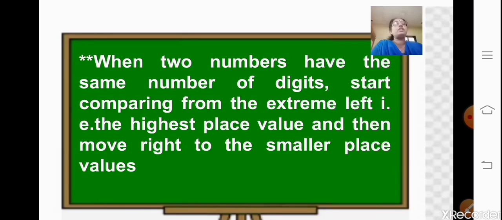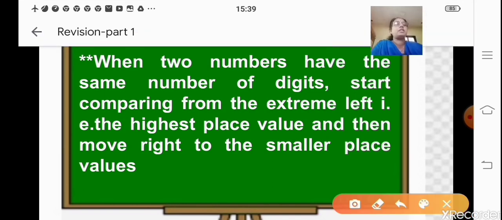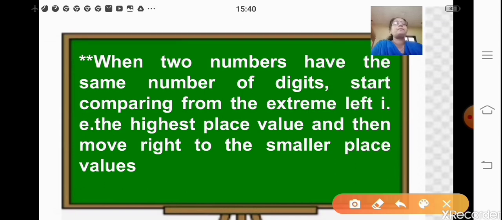Now the second thing you have to keep in mind is when two numbers have the same number of digits. Now here I will give you an example. Suppose I have the number 2,538 and the other number is 2,568. Now the number in the thousands place is 2 and here also it is 2. In the hundreds place also here it is 5, here it is 5.